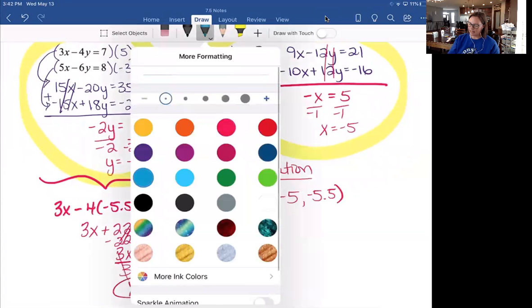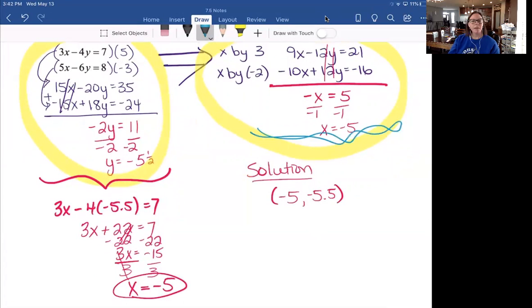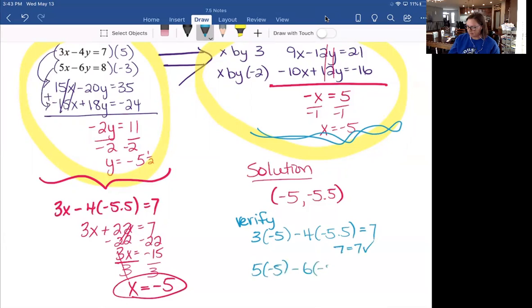Now, had I done this as my first step, I would then take that negative 5 value and put it back into one of my equations and solve for y. Okay, so if I verify now, I've got 3 times negative 5 minus 4 times negative 5.5 is equal to 7. And I get 7 on both sides. And 5 times negative 5 minus 6 times negative 5.5 equals 8.